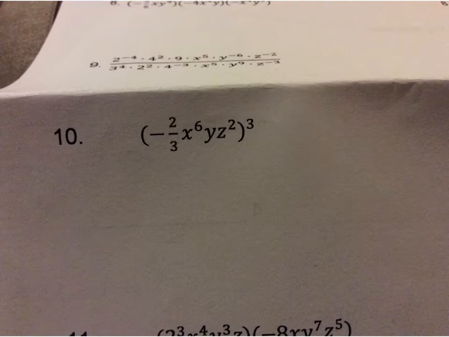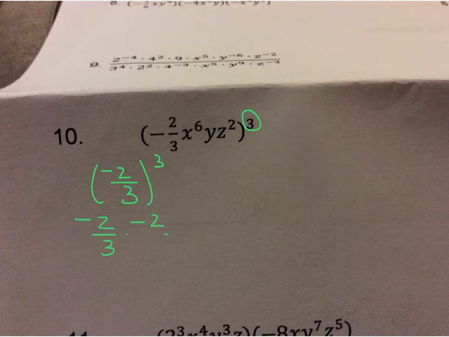Okay, so number 10, this is a big power to a power because I have parentheses raised to a power. So let's start with the coefficient. So this technically says negative 2/3 to the third power, which means I have to take negative 2/3 times negative 2/3 times negative 2/3. So 3 times 3 times 3 on the bottom is 27, and on the top, negative 2 times negative 2 is 4, times negative 2 is negative 8, so there's my coefficient.